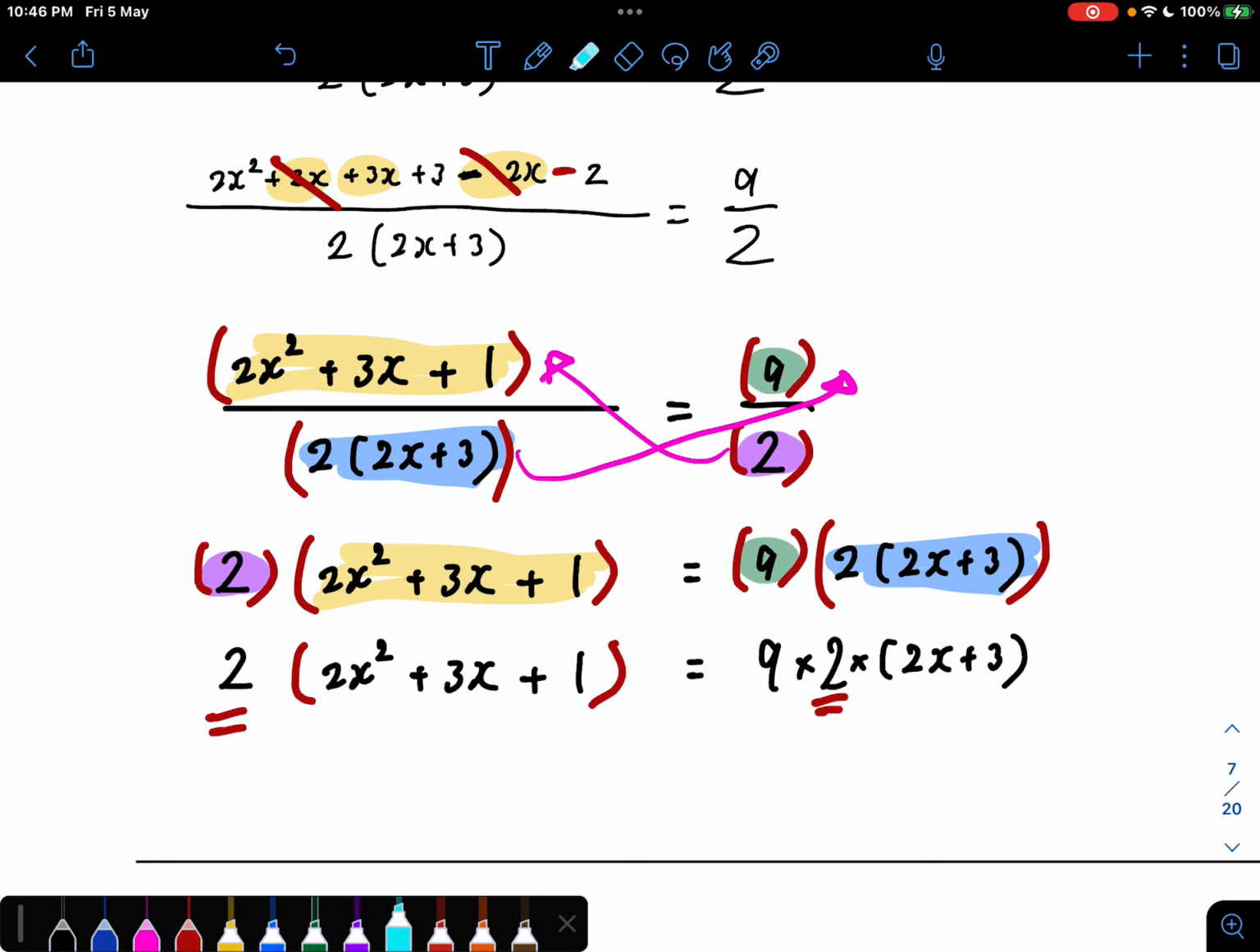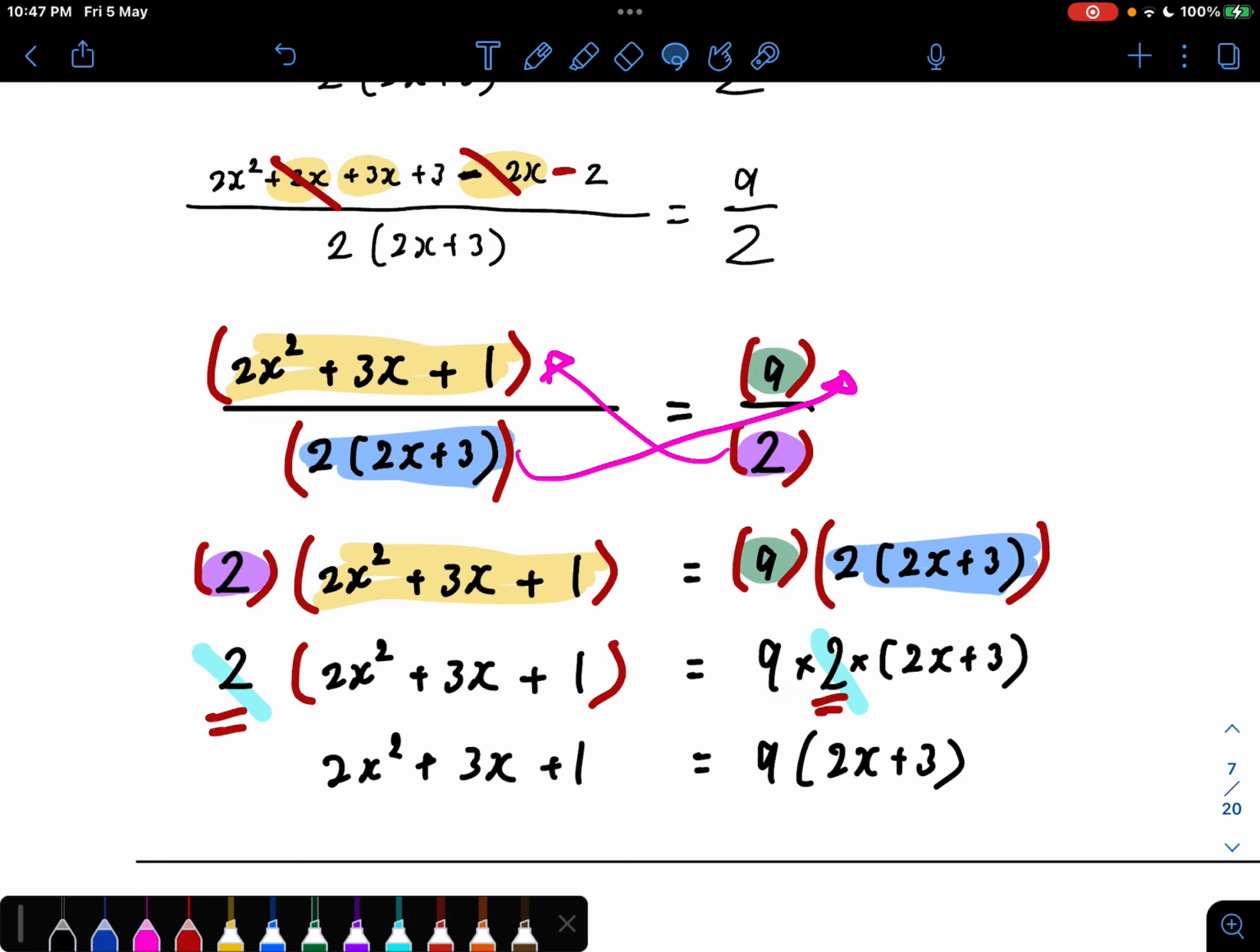Maybe I'll use a different color. Right, and as a result, I get what? I get just 2x squared plus 3x plus 1. A lot simpler to cancel off common factors before you multiply. I was about to multiply the 2 in. Wow, it's gonna be very big numbers. I don't like big numbers. Okay, so I'll stick to small numbers. Good, so 9 bracket 2x plus 3.